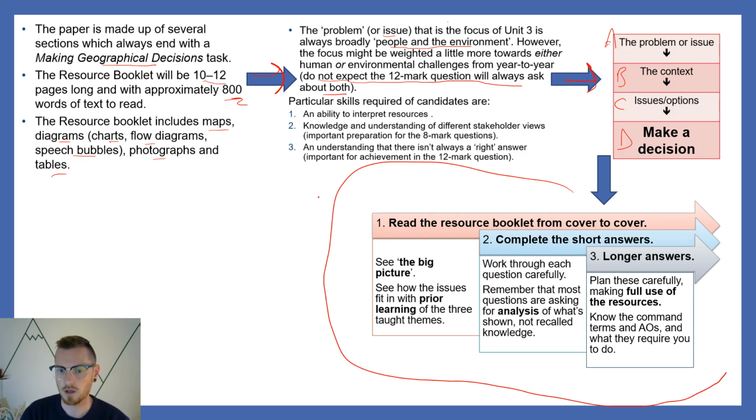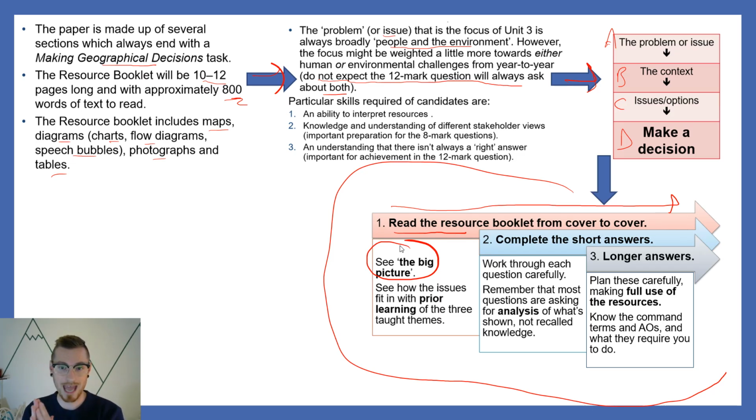So first off, arrow 1, which goes across the entire exam, is the fact that you need to read the resource booklet from cover to cover. And this is super important to see the big picture. Imagine paper 1 is like a geographical story, okay? They're going to choose somewhere in the world where we've got people, the environment, okay? And there is a crossover between them, and that crossover is causing an issue in a particular place, okay? The resource booklet is the story from start to finish about that issue, about that place. Read it first, because you'll have a better understanding of the story.